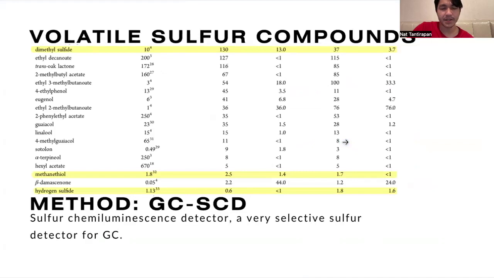Next are the volatile sulfur compounds. In this case, we have dimethyl sulfide, methanethiol, and hydrogen sulfide. We can easily use GC-SCD, where SCD is the sulfur chemiluminescence detector, which is a very selective detector for sulfur in gas chromatography.